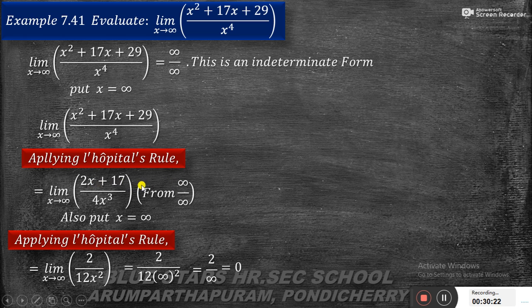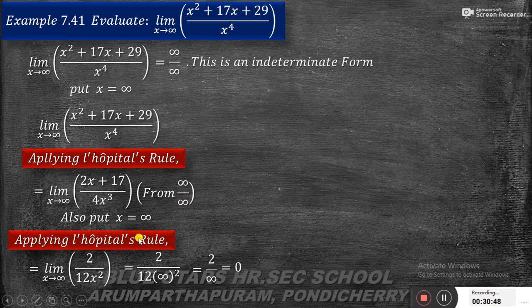So the numerator value is infinity, by 4 into infinity power 3. Infinity power 3 is infinity, and 4 into infinity is infinity. So our answer is infinity by infinity. Infinity by infinity is an indeterminate form, we can't define an answer. So after this indeterminate form, we are applying L'Hopital's rule again.